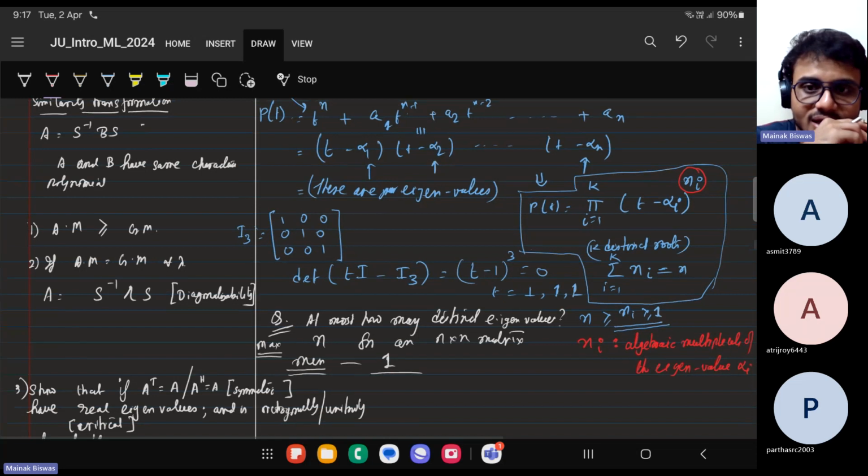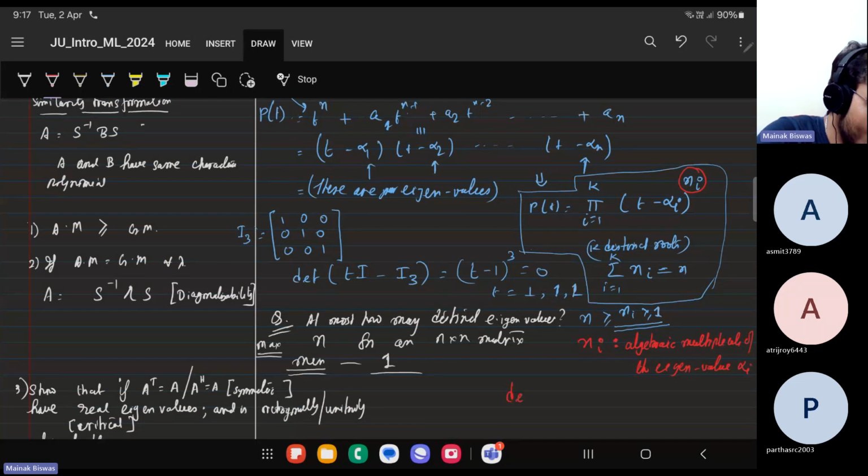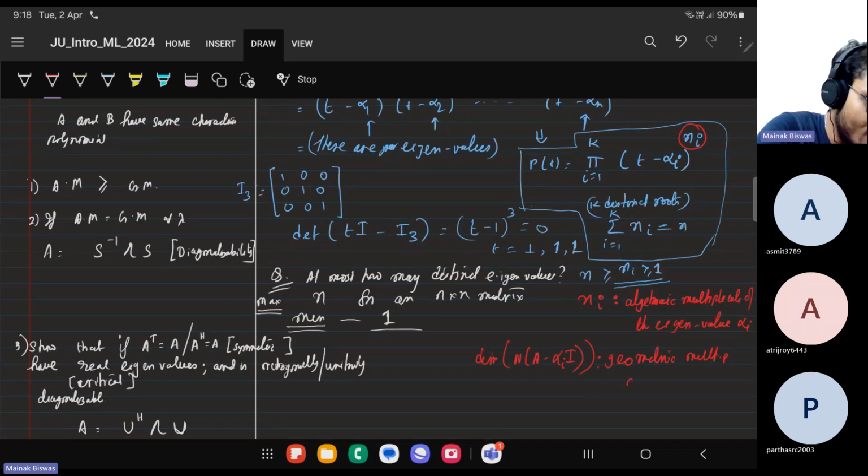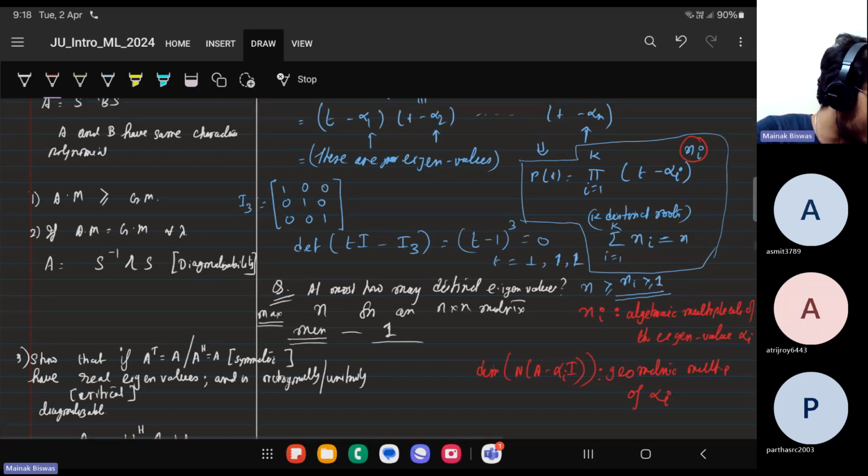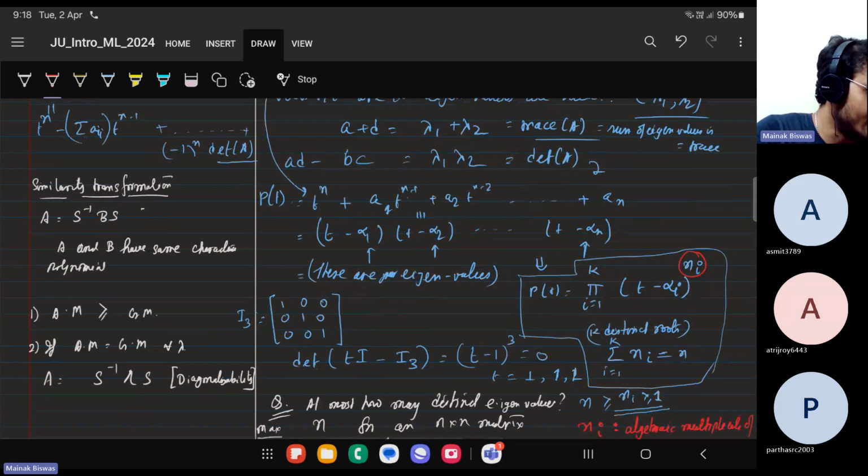So the number of times the root repeats itself is the algebraic multiplicity of the eigenvalue, and we have another multiplicity called the geometric multiplicity. This is the dimension of the null space of A minus lambda I, or in our case alpha I. So this is the geometric multiplicity of alpha I. We'll see they need not always be equal. I'll show you the case, and then I'll come to the last few questions, that is, similarity transformations and so on.